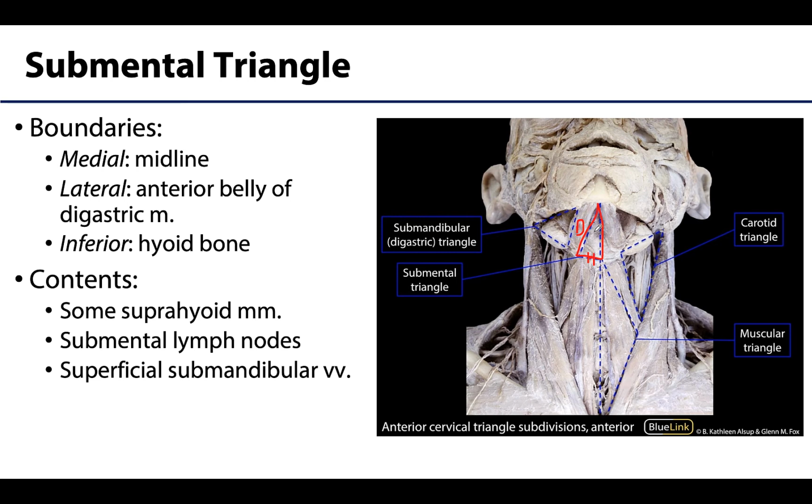The mylohyoid muscle, one of the suprahyoid muscles, is located here, as well as submental lymph nodes and the superficial submandibular veins, which will coalesce in some individuals to form the anterior jugular vein, which you can see here.